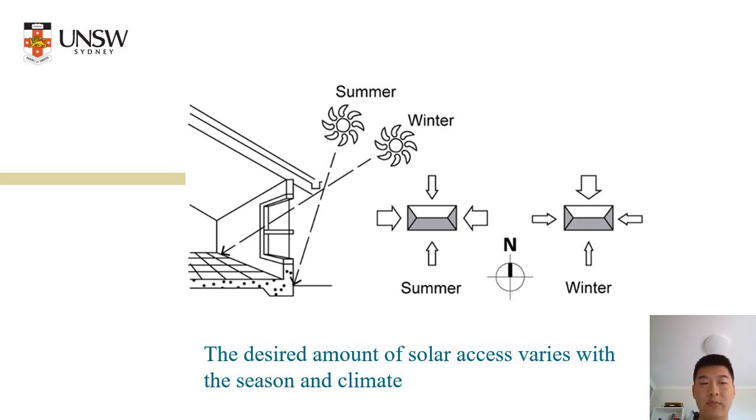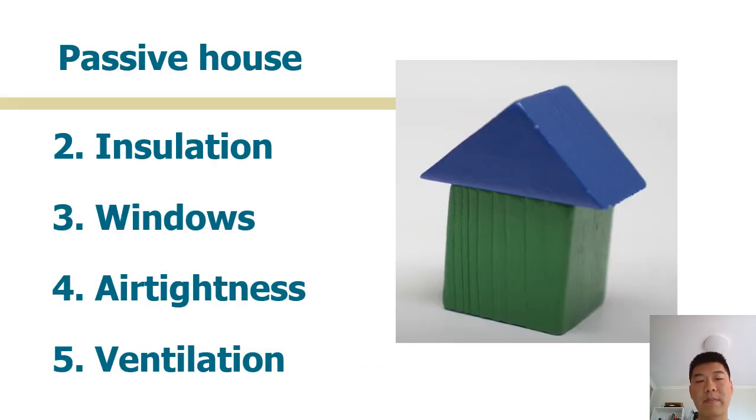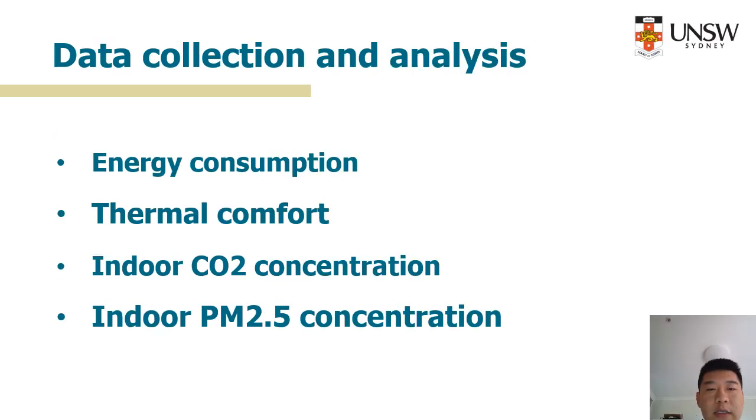Other important aspects, based on passive house projects, focus on insulation, windows, air tightness, and ventilation. Data collection and analysis are mainly focused on 4 aspects. The first one, energy consumption, will all be compared to PHPP forecasts. Ideally, it will be lower.